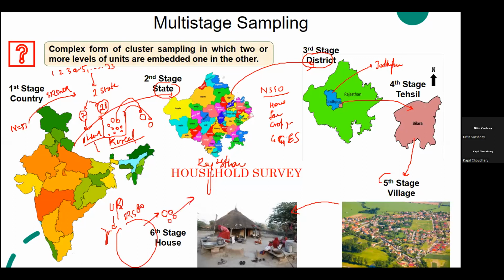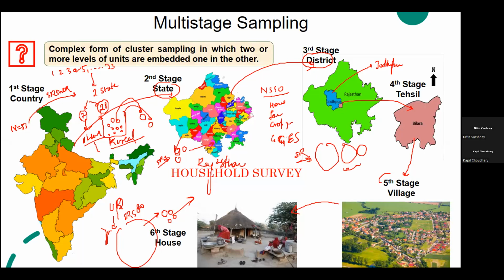Then I want to select some tehsil or taluka. We will again use simple random sampling, and then we will select the taluka. Then I want to select villages, because in each taluka there are different villages. So I will select again by simple random sampling. So on each stage we have to select the samples by using SRSWOR.